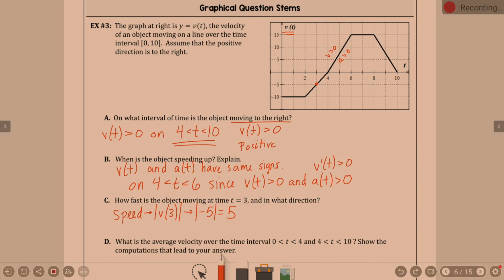Okay, and what direction? Because it was negative velocity, it is moving left in a negative direction. So moving left, since v of 3 itself was less than 0, or in other words, negative.